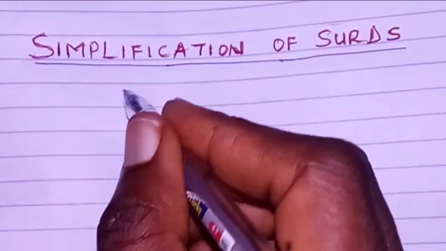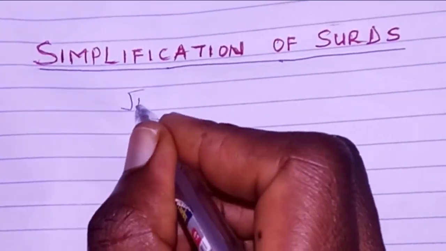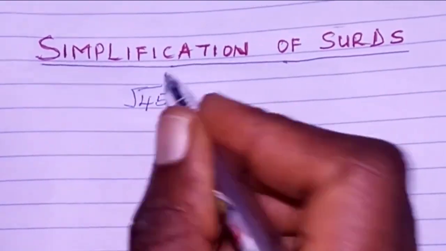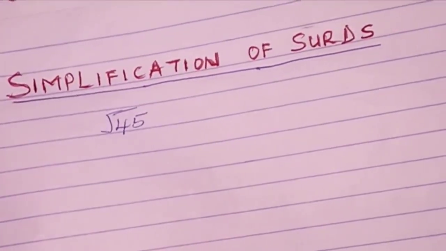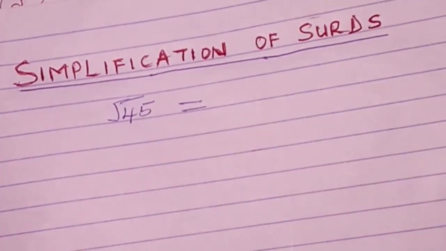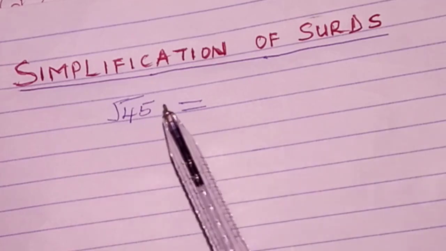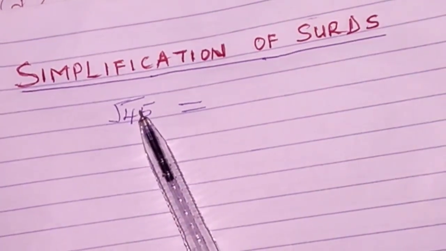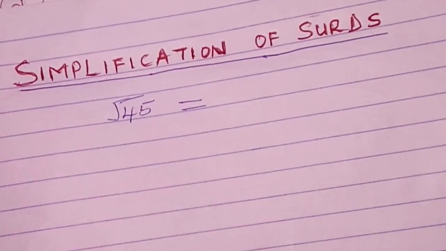simplification of surds. Take for instance, you are given root 45 and you're asked to simplify. To simplify root 45, I'm going to think of two numbers that when multiplied will give me 45, but I will try to see that one of the numbers is a perfect square.